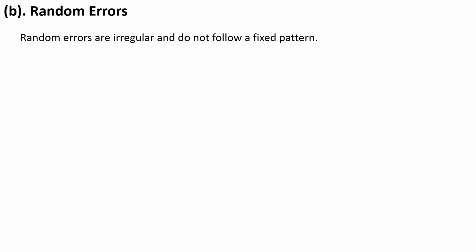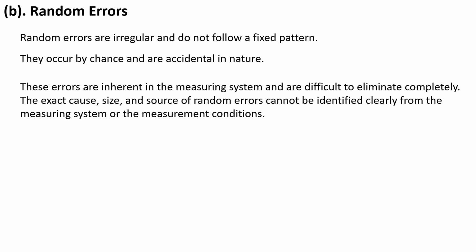Next, we have to look at another type of error, the random or uncontrollable error. Random errors are irregular and do not follow a fixed pattern; they occur by chance and are accidental in nature. These errors are inherent in the measuring system and are difficult to eliminate completely. The exact cause, size and source of the random errors cannot be identified clearly from the measuring system or the measurement conditions.